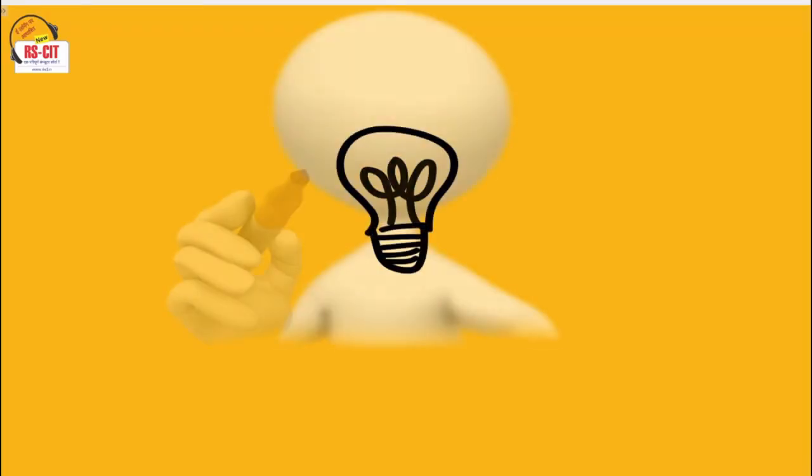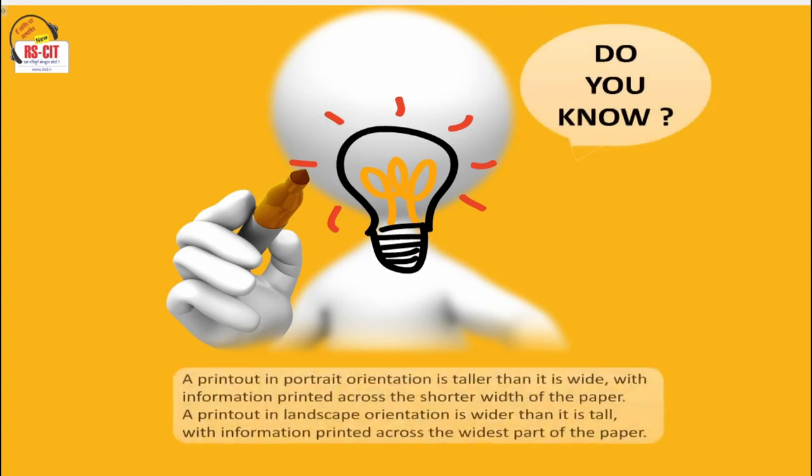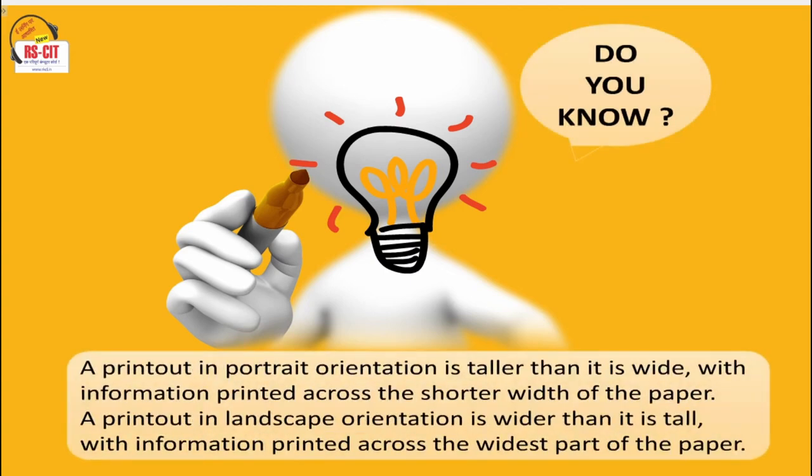Do you know a printout in portrait orientation is taller than it is wide, with information printed across the shorter width of the paper. A printout in landscape orientation is wider than it is tall, with information printed across the widest part of the paper.